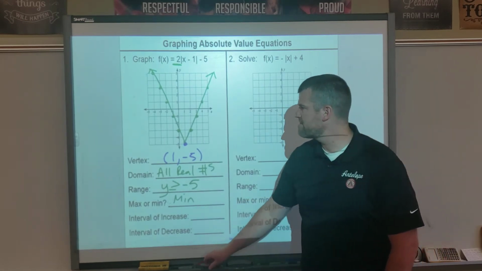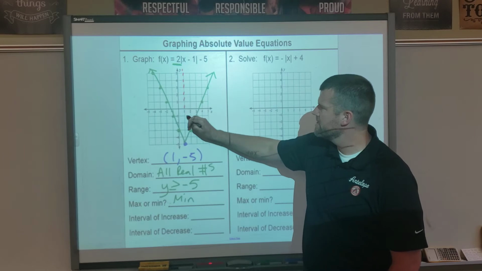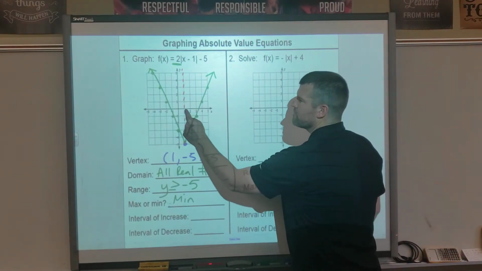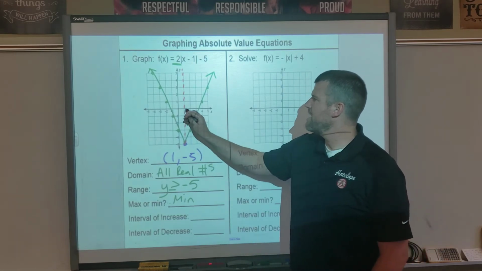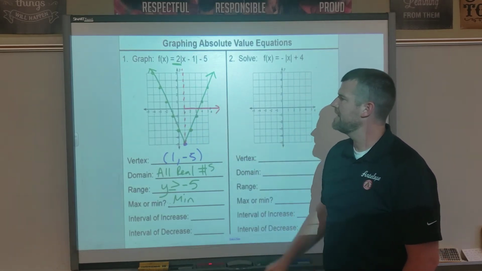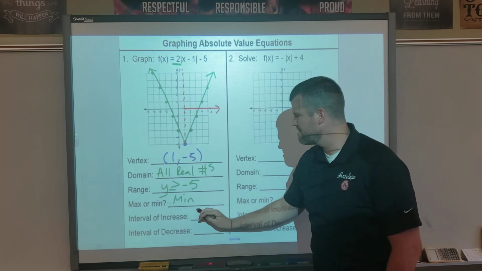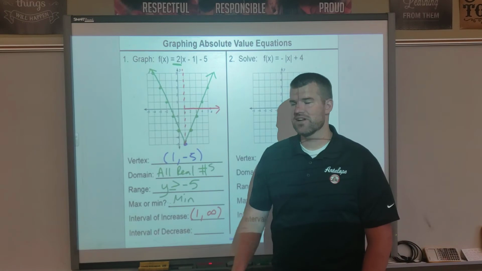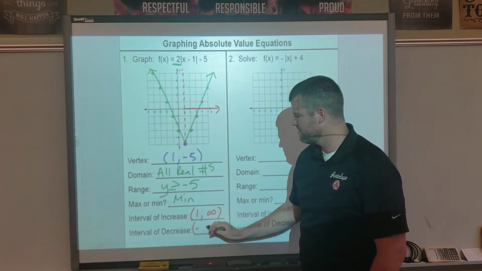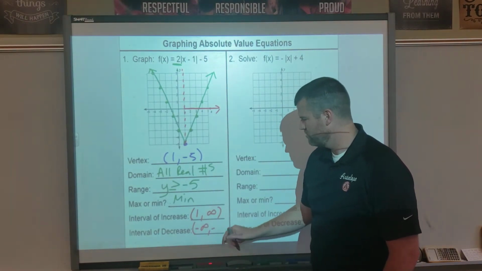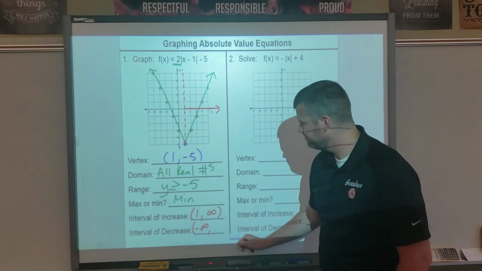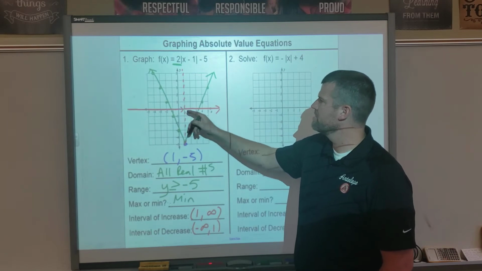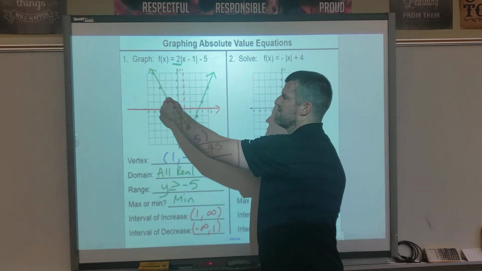Interval of increase: we go to our axis of symmetry, and the graph is increasing to the right of that, so to the right of x = 1. As we go from 1 to infinity, the graph continues to increase. It's going to decrease on the other half of the graph, from negative infinity to 1. From negative infinity all the way until we get to x = 1, that graph is going down.